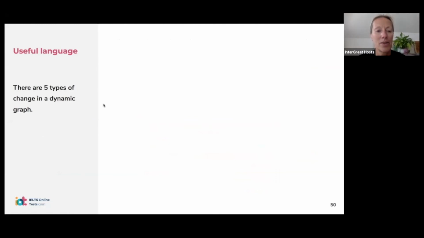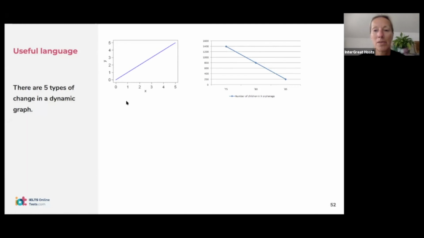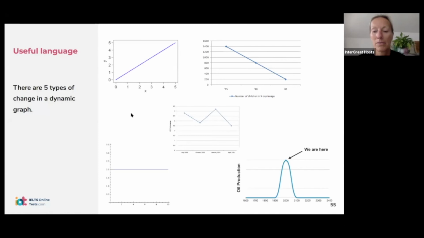Right, so useful language now. There are 5 types of change in a dynamic graph. So can we use passive verbs? No, you can't use a passive verb there, Shirin. It depends on the context, but that wouldn't really make sense there. Okay, I'll just show you some different types of graph here. Right, as you can see, all these changes are quite different. So we're going to look at some language.